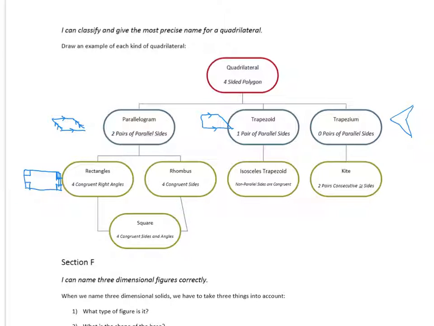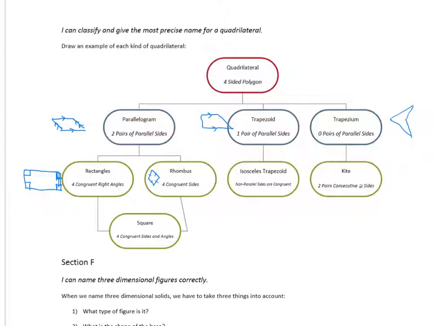A rhombus is a parallelogram with 4 congruent sides. Rhombus, do not say the word diamond ever in a geometry classroom. A diamond is a pretty rock that girls wear on their hands or in their ears. Rhombi are not diamonds. Rhombus is the correct geometric term. So don't get those confused, folks.